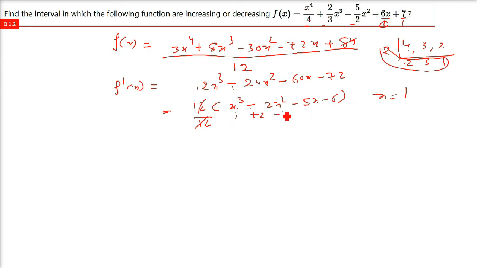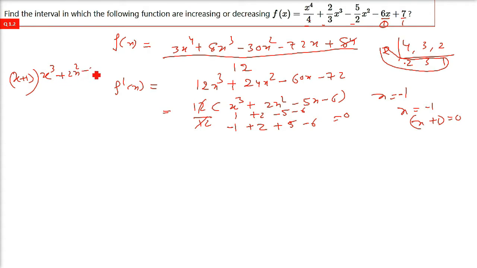Let us put x equals 1 here. You won't get the answer. Now put x equals negative 1. So minus 1 whole cube is minus 1, plus 2, minus 1 plus 2, then plus 5, and this is minus 6. So this is 7 minus 7, so it is going to be 0. So x equals negative 1 is one of the roots, so x plus 1 is a factor actually. Now you have to divide by x plus 1. You have to take the actual differentiated function, which is x cube plus 2x square minus 5x minus 6.